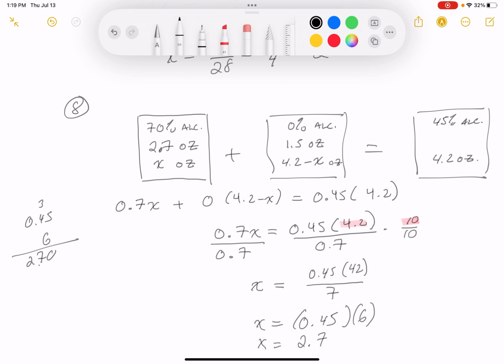Okay, so I still don't know what the question is. Let me read it to you. How many ounces is 70% alcohol and how much water? I got it right over here. So this is going to be my answer over here. This is the water, and that's the alcohol. So 2.7 ounces of the 70% alcohol, and you're going to add 1.5 ounces of water to that, and you're going to get this over here. And that's it. Thank you.